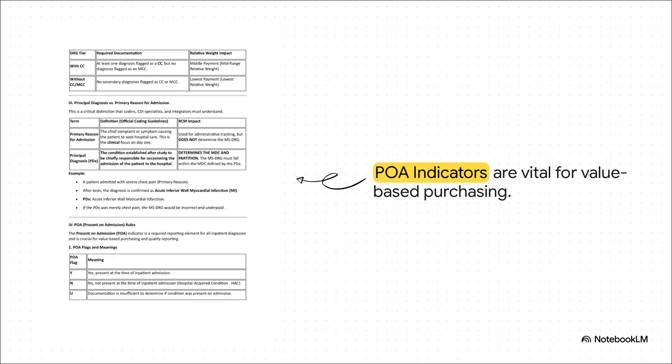Present on admission, or POA indicators. If a severe secondary diagnosis is flagged as a hospital-acquired condition, meaning it has a POA of N, it generally cannot increase your DRG weight. This exposes the hospital to quality review penalties and direct revenue loss. Your documentation must loudly and clearly state what was already present the second that patient walks through the hospital doors.